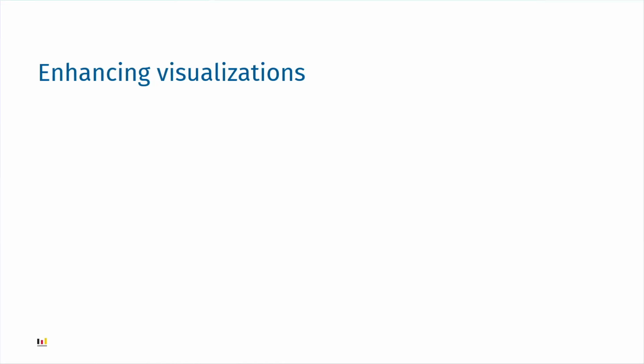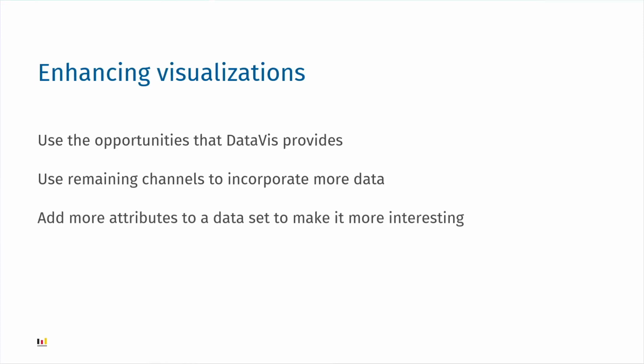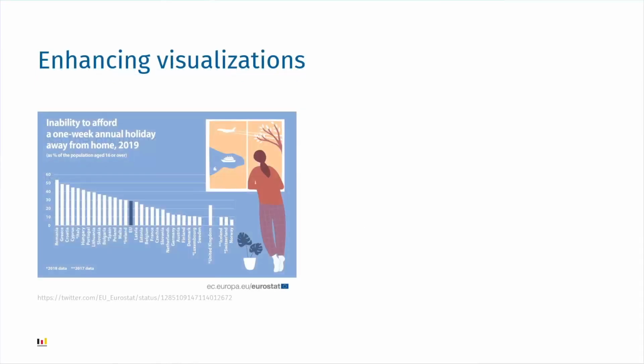So, ways to enhance our visualizations. We can use the opportunities that DataVis provides, such as the variety of visualization techniques. Another way is to use remaining channels to incorporate additional data. And another way is to add more attributes to the dataset to enrich it. And even if some improvements or additions to our original data might not be relevant at first glance, they can still contribute to a greater insight. I would like to go over one example.